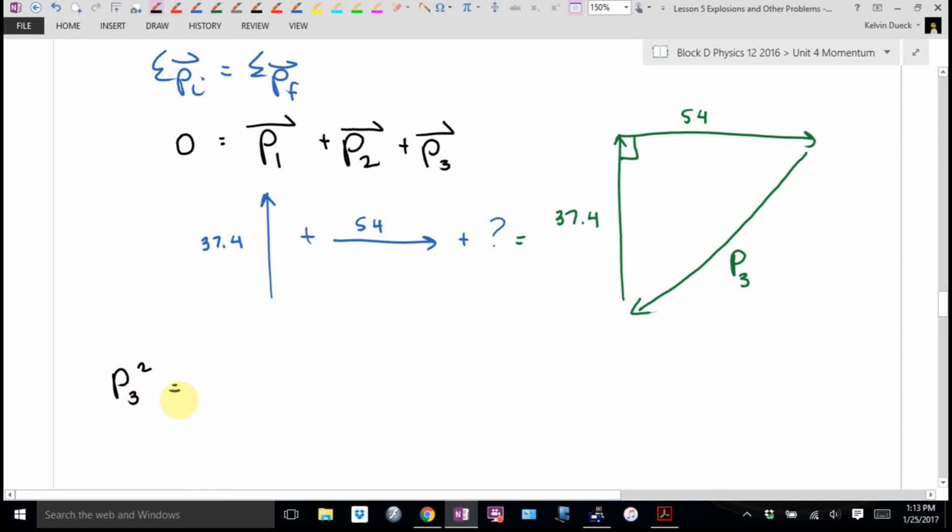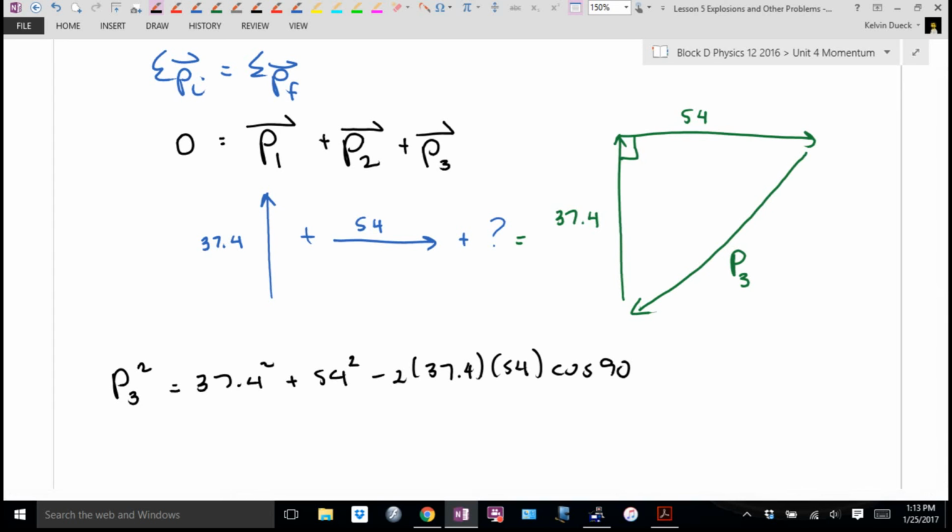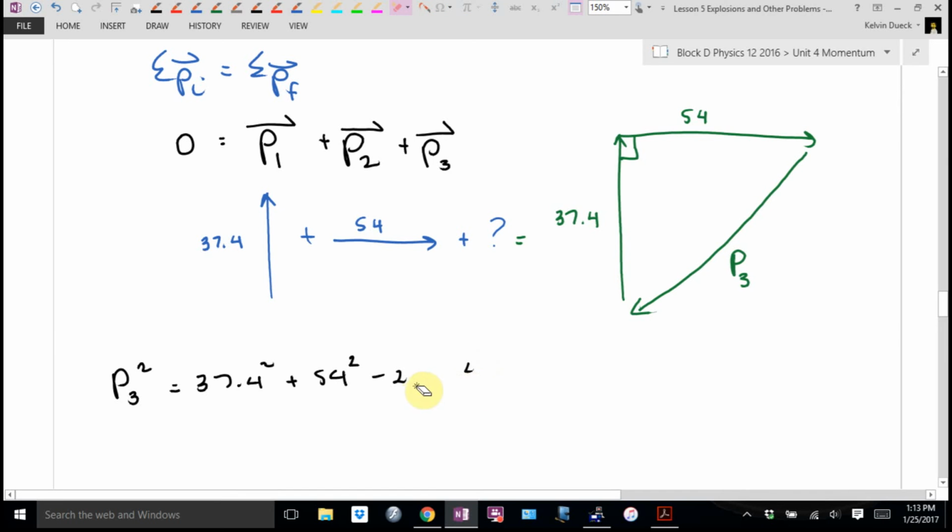P3 squared equals 37.4 squared plus 54 squared minus 2 times 37.4 times 54 cos 90. Mr. Dewick, you don't need to do the cosine law. I don't, but it turns out the cosine law still works. Do you know why? What's the cosine of 90 degrees? 0, which means all of that vanishes. Pythagoras is actually a special subcase of the cosine law when theta is 90.